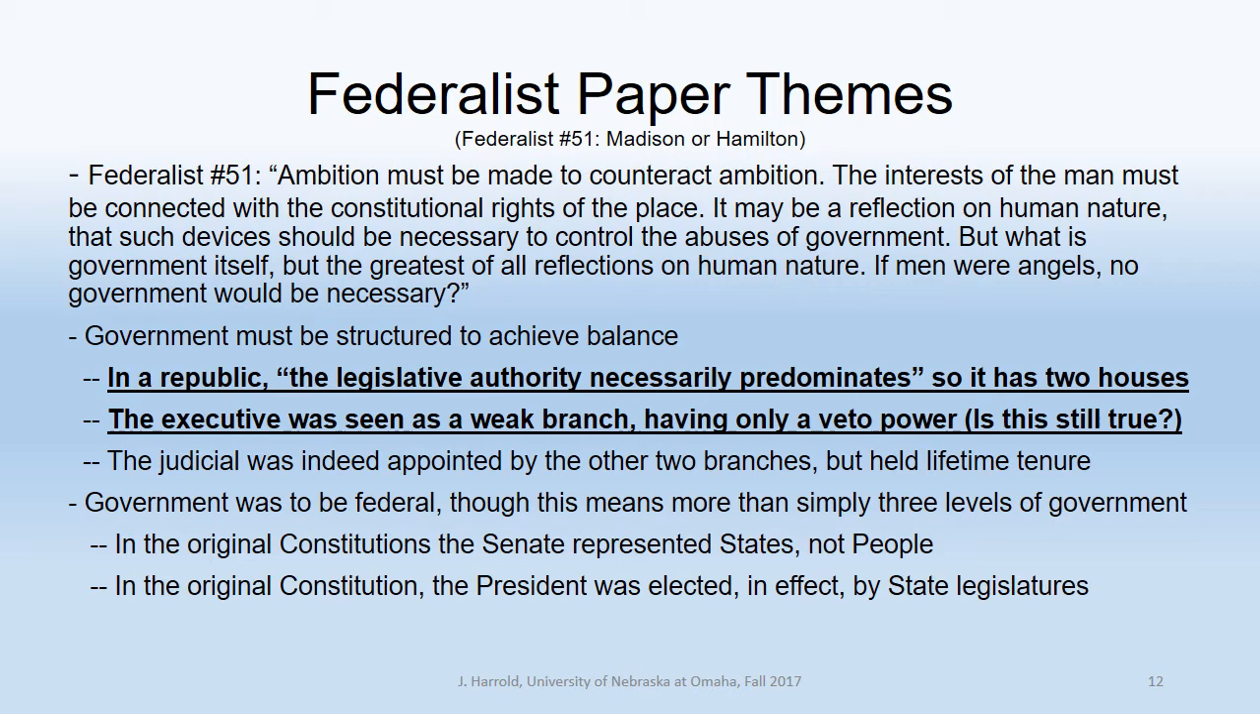Why do I say that? I say that because the election of the president really was, in the Constitution, something of a contest of preference between the states themselves, not the people at large, but between the states themselves.